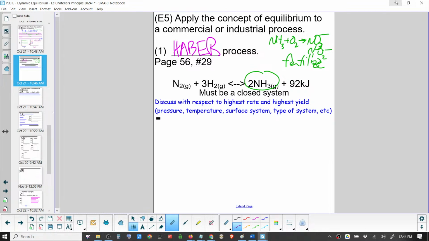So what are we trying to do here? You want to make ammonia as fast as possible. Bred from air. Oh, so you decrease volume. Increase the temperature. Increase the temperature? You have to decrease the temperature. Decrease the temperature. But pressure would work with that.